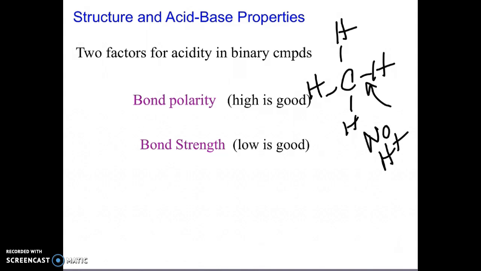So when you're looking at the fact that it is nonpolar, the bond strength between the carbon and the hydrogen is very, very high. That is not going to be an acid.